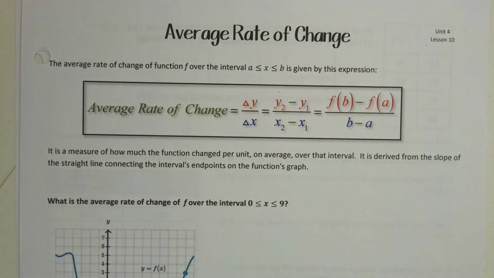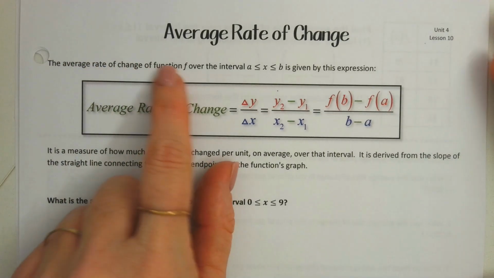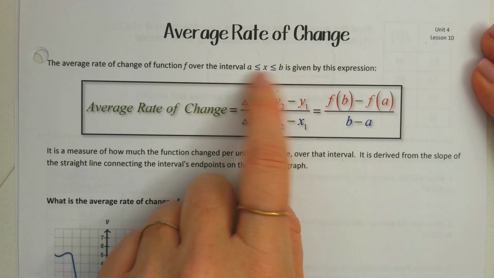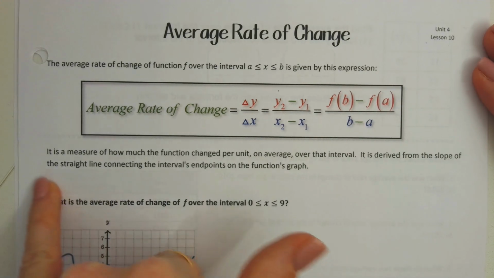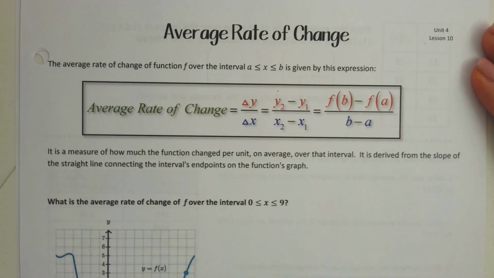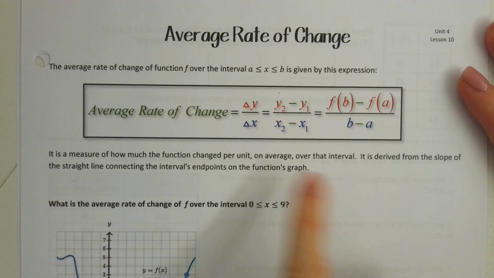Okay, average rate of change. This is going to go back to, do y'all remember learning slope in like 7th grade math? Yep. That's basically all this is. The average rate of change of a function over some sort of interval is given by this expression. This is technically derived from the formula for slope. So you can actually see that in here.